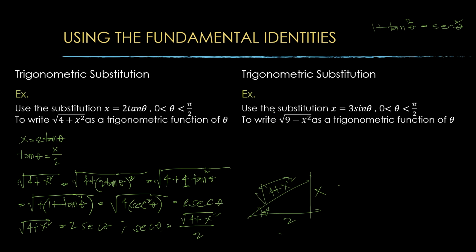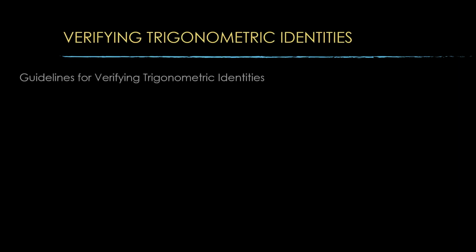For the next problem, this is basically the same, except we're going to be using x is equal to 3 sine of theta. Since this utilizes sine of theta, you'll end up with cosine theta squared plus sine of theta squared is equal to 1. You're going to be utilizing this one, and the process is basically the same. That's how you use trigonometric substitution. Any other questions?